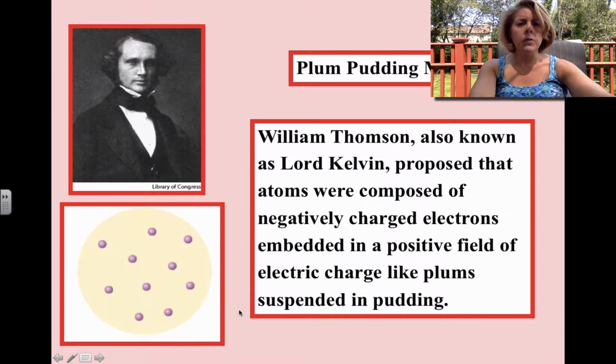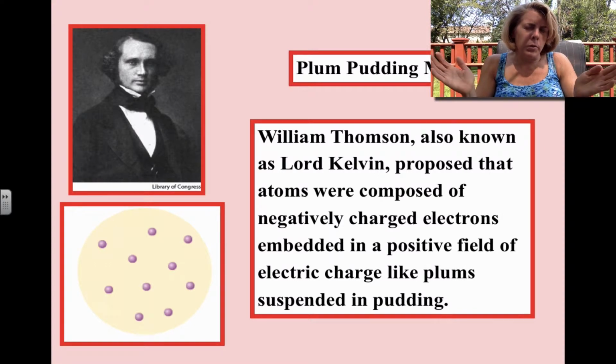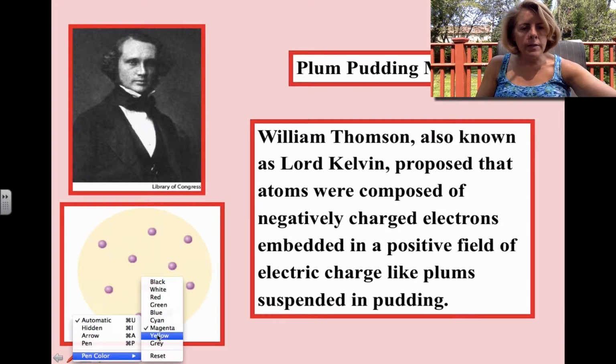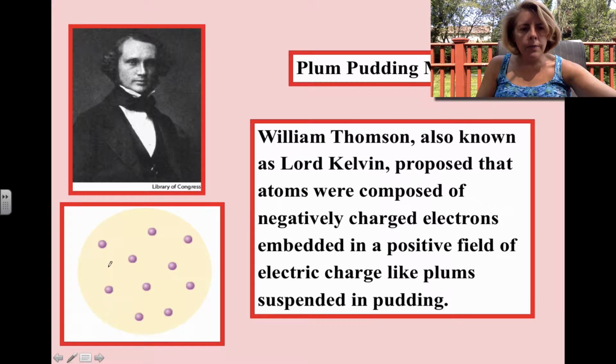Okay, so there was another scientist who came up with the plum pudding model. Now, you might say, why plum pudding? Well, that's what they knew. So plum pudding was a favorite dessert at the time, and they decided that atoms had to be very similar to what they know as plum pudding. So essentially what they're saying here is that these are electrons, the plums, and then the remaining portion of it is the positive charged part of the atom.